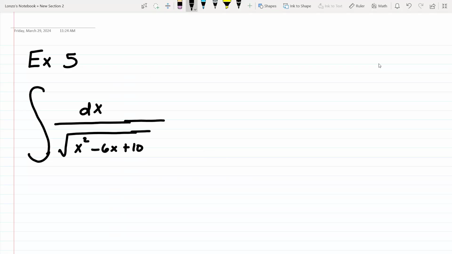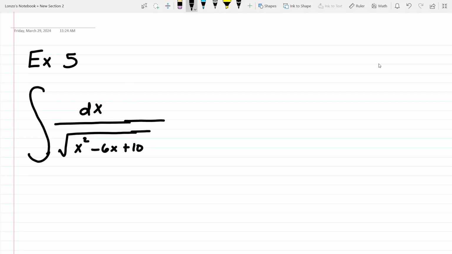Hello, in this example 5, I will do integration by trigonometric substitution, but there will be a completing the square method. So if you look at our problem, we have to take the integral of 1 dx over the square root of x squared minus 6x plus 10.